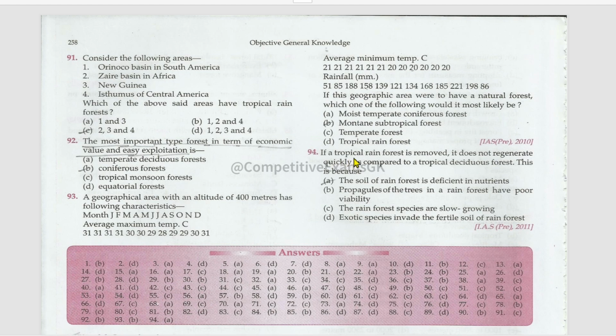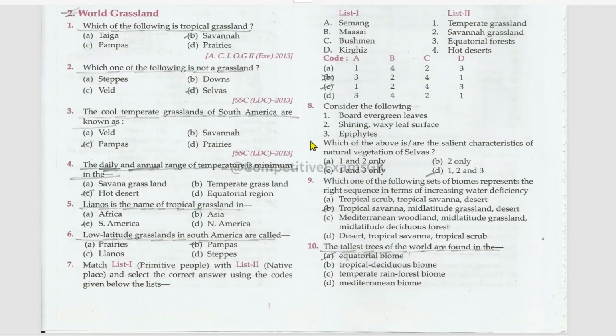If a tropical rainforest is removed, it does not regenerate quickly as compared to a tropical deciduous forest. This is because the soil of the rainforest is deficient in nutrients. Next subtopic is world grassland. Which of the following is tropical grassland? Those are savannas. Which one of the following is not a grassland? Those are selvas. Steppes, veld, and downs are the grasslands, but selvas are not grasslands.